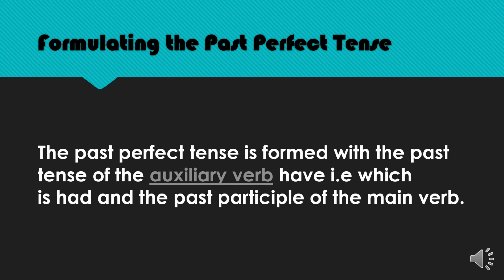So now let us learn how to formulate the past perfect tense. The past perfect tense is formed with the past tense of the auxiliary verb have, that is had, and the past participle of the main verb. Or in other words, you can say subject plus had plus third form of verb.